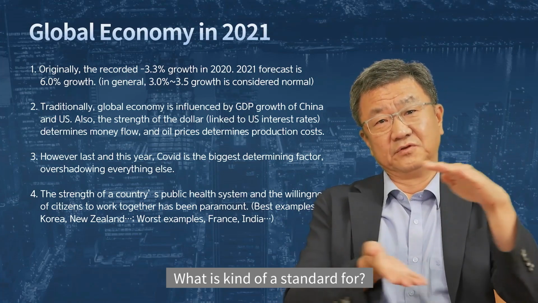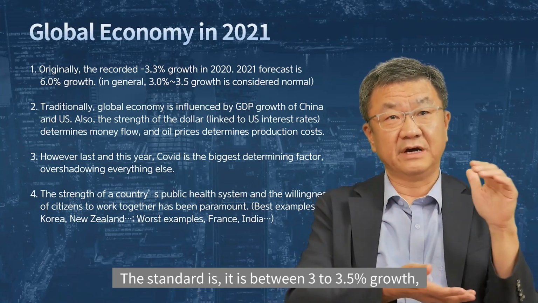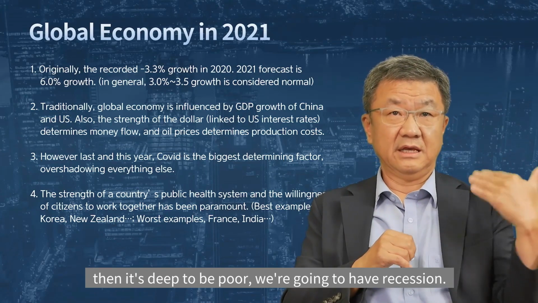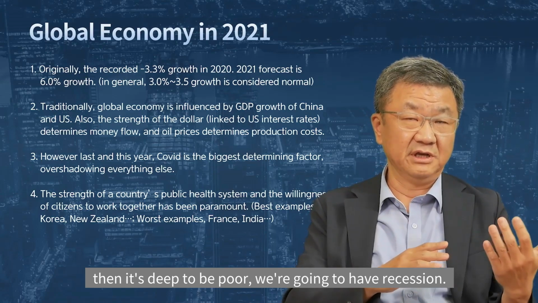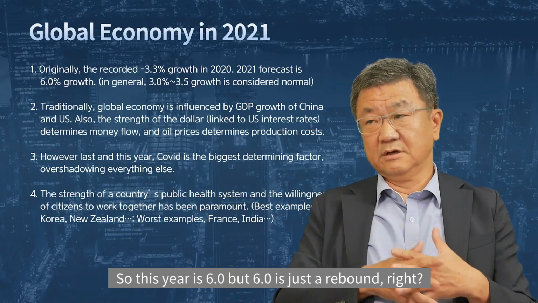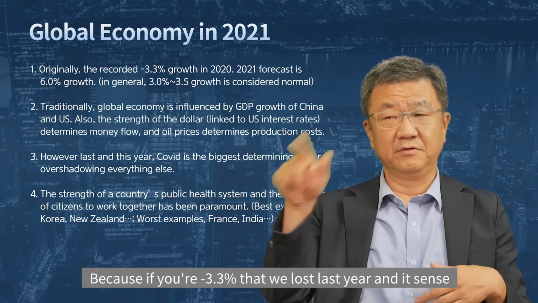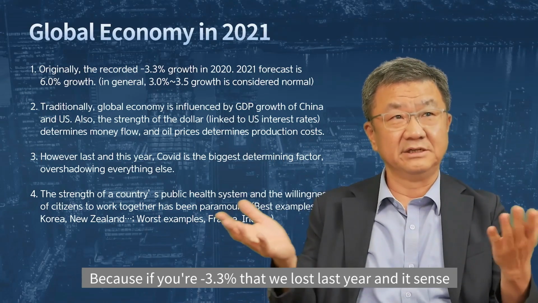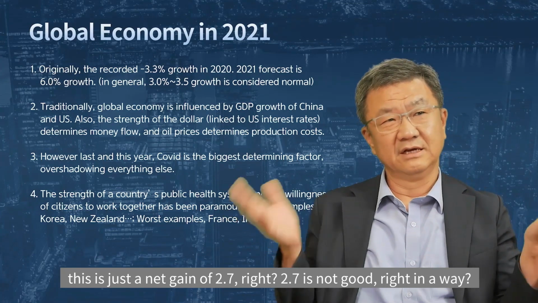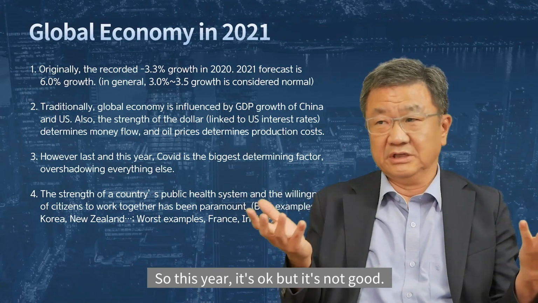Now, what is kind of a standard for whether this is a good economy or a bad economy? The standard is, if it's between 3 to 3.5% growth, then it's deemed to be okay. If it's below 3%, then it's deemed to be poor. We're going to have a recession. If it goes beyond 3.5, it's a very booming economy. So this year is 6.0, but this 6.0 is just a rebound, right? Because if you subtract the 3.3 that we lost last year, in a sense, this is just a net gain of 2.7, right? So 2.7 is not good, right? In a way, so this year it's okay, but it's not good.